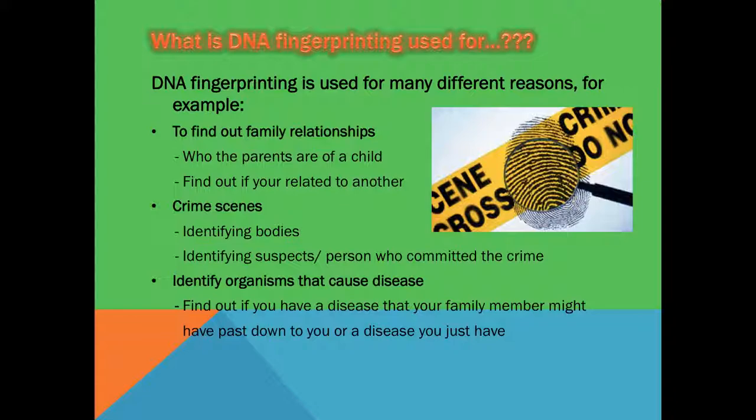Crime scenes, identifying bodies, identifying suspects or a person who committed the crime. When they commit crimes, they usually leave DNA somewhere, so the detectives collect that and give it to the scientists, and they identify who it is. Also, to identify organisms that cause disease. You can find out if you have a disease that might run through your family, that a family member might have passed down to you, or that you just have.